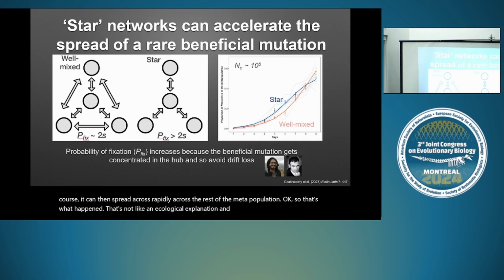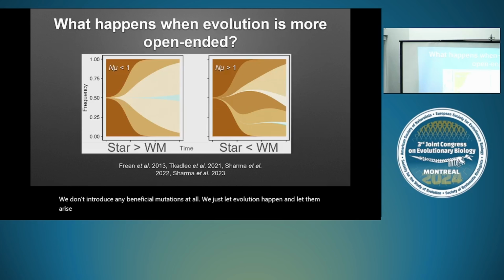And so the next phase of this study was to ask, well, what happens if we don't introduce any beneficial mutations at all? We just let evolution happen and let them arise naturally. And here, the theory, built again on evolutionary graph theory, makes two contrasting predictions. When population sizes are small, the mutation supply rate of beneficial mutations is not very fast. The combination of population size times mutation rate is much less than 1. Then you have what we call the periodic selection regime. In these instances, this resembles very closely what I just showed you when we introduce a rare beneficial mutation, and the rate of adaptation in stars can exceed that of a well-mixed population quite spectacularly.